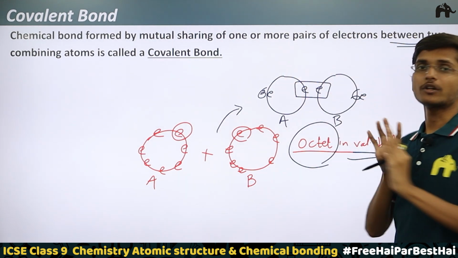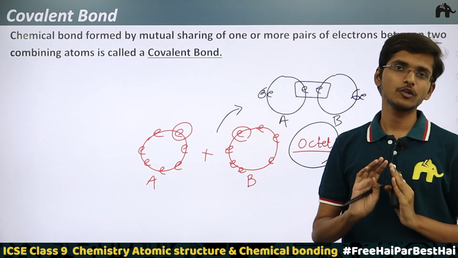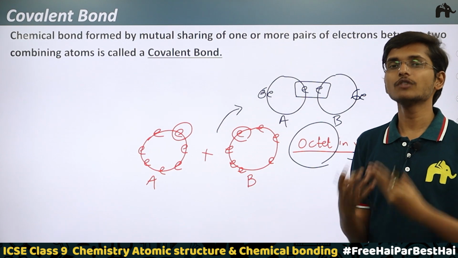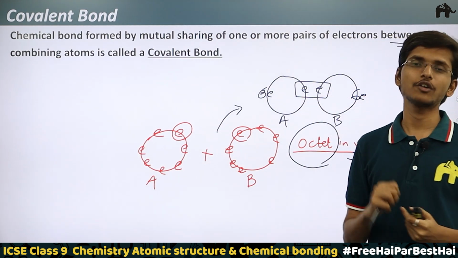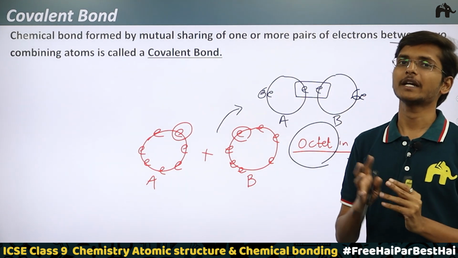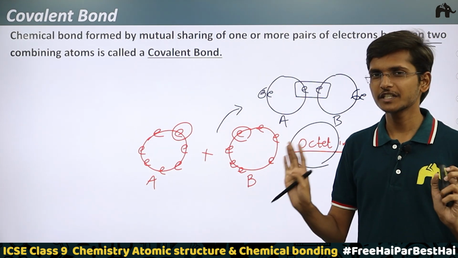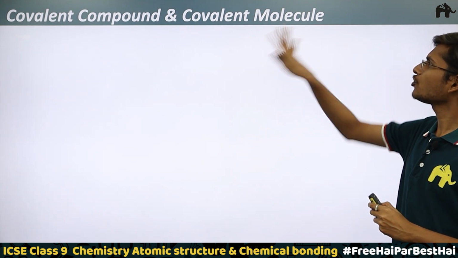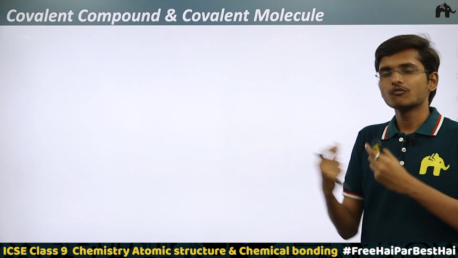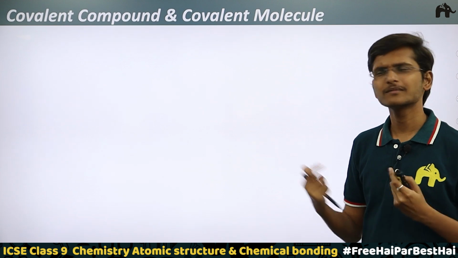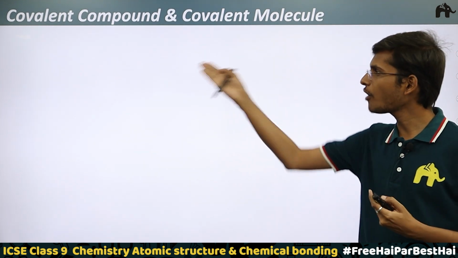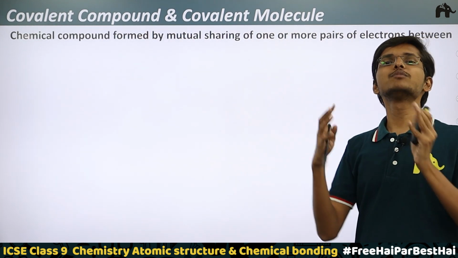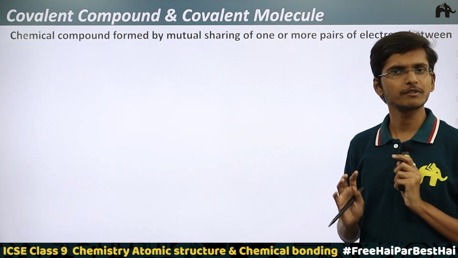So this chemical bond is called a covalent bond. Which type of chemical bond? Which is formed by the mutual sharing of electron pairs between the combining atoms. Clear? Very easy. Now see, once you understand how a covalent bond is formed, a covalent compound is simply the chemical compound which is formed when there is mutual sharing of 1 or more electron pairs between the atoms.